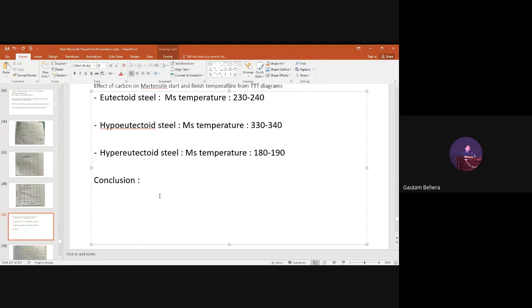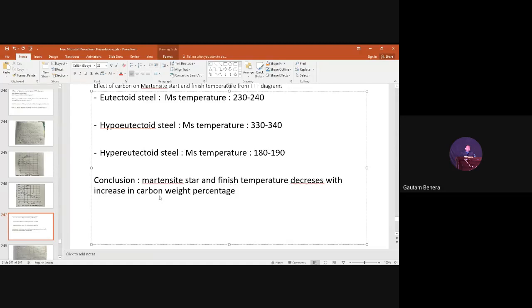So what is the conclusion? Conclusion is, similarly, if you look at the MF temperature, it is not shown over here. So if MS temperature is also decreasing, it means MF temperature will also decrease. So Martensite start and finish temperature decreases with increase in carbon weight percentage.